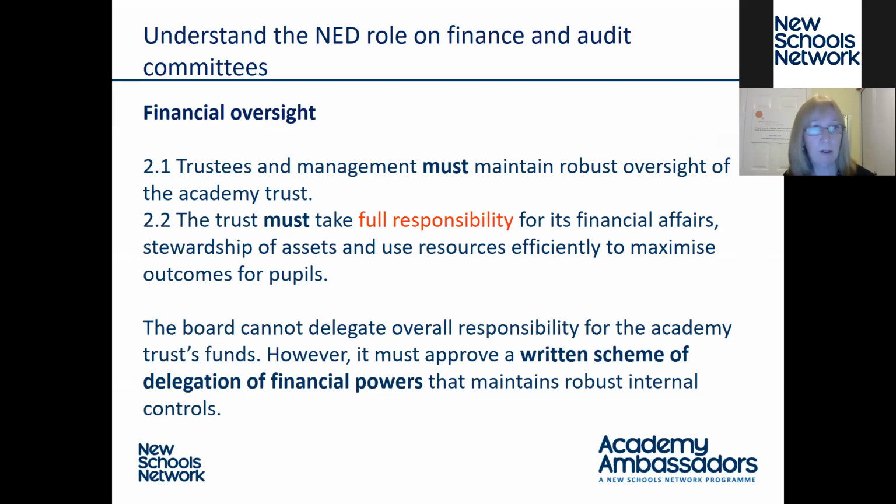So probably not a surprise, you must maintain robust oversight of your finances in the Academy Trust, and the board will take full responsibility for stewardship of all assets and the use of resources, both human and financial, in order to make sure outcomes for pupils are focused in on. You must have a written scheme of financial delegation. You should have a scheme of delegation. Again, that's a statutory requirement. It must be published on your trust website, but there should be a section around financial powers and financial KPIs too.